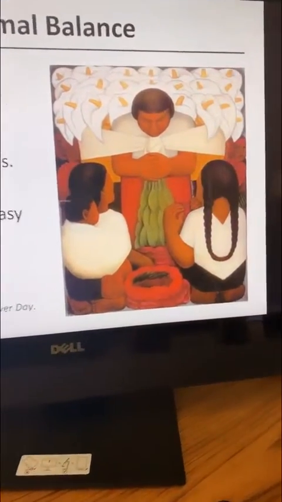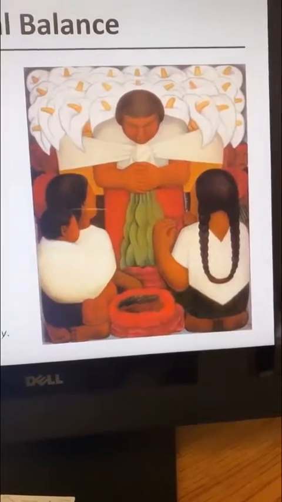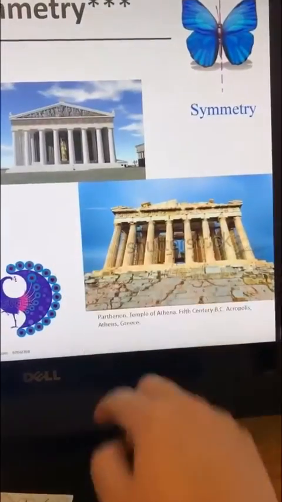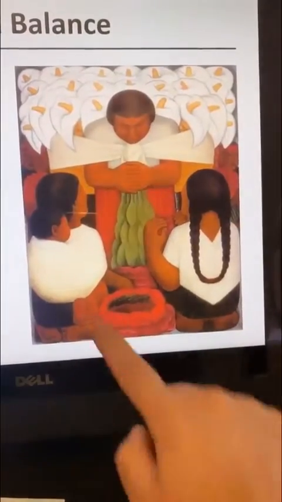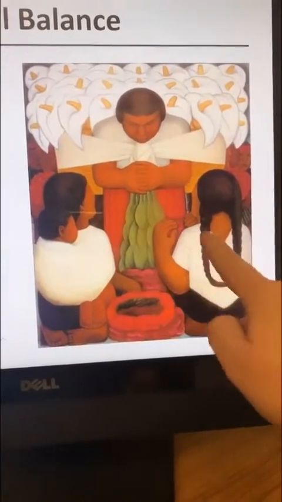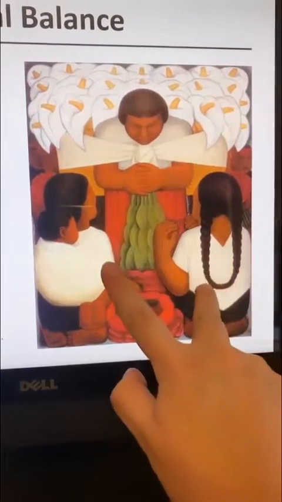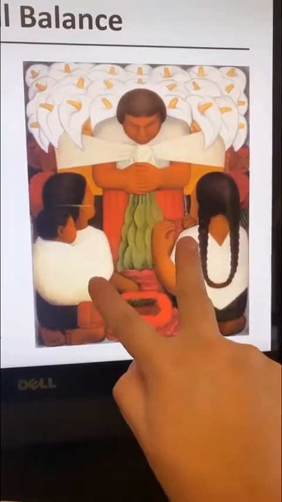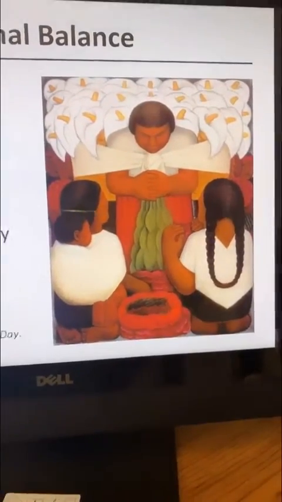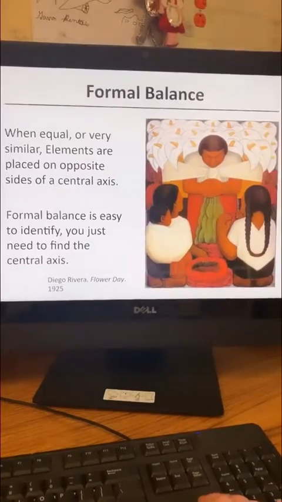So although this image is very similar from left to right, there are a few things that make it different. Over here on the left, we have a woman with a baby on her back. And then over here on the right, we have the girl with the braids. They're similar in size and shape and color, but those differences make this formal balance. So close to the same, but not.